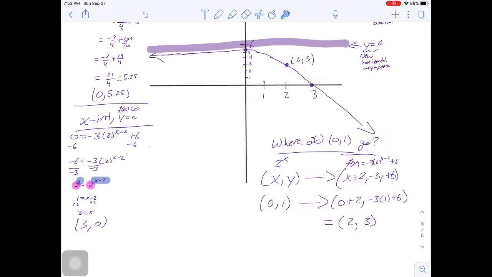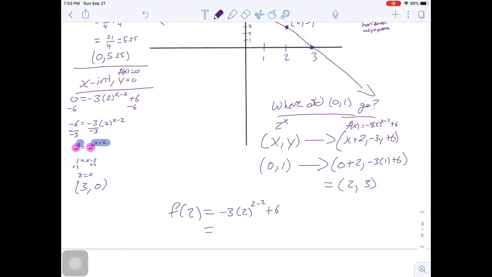And again, now you understand, if we plug in 2 here, that's going to give us 3, which we can kind of show here. So f at 2 equals negative 3 times 2 to the power of 2 minus 2, plus 6. And let's just figure all this out. So this is 2 minus 2, which is 0. So this will be negative 3 times 2 to the power of 0 plus 6.